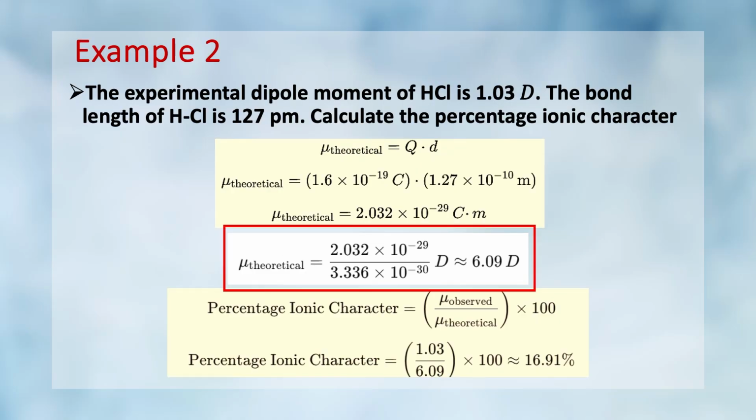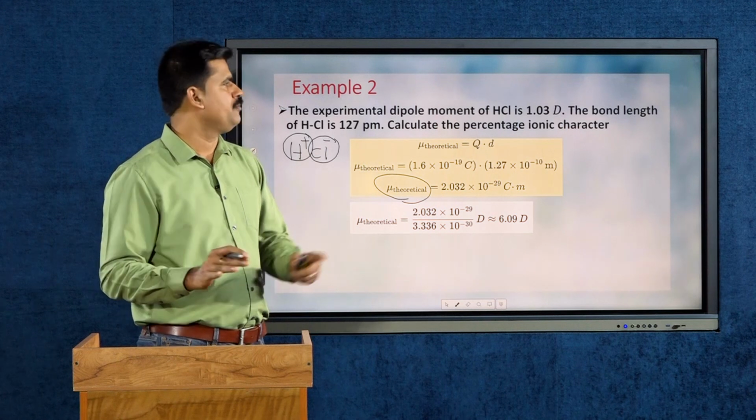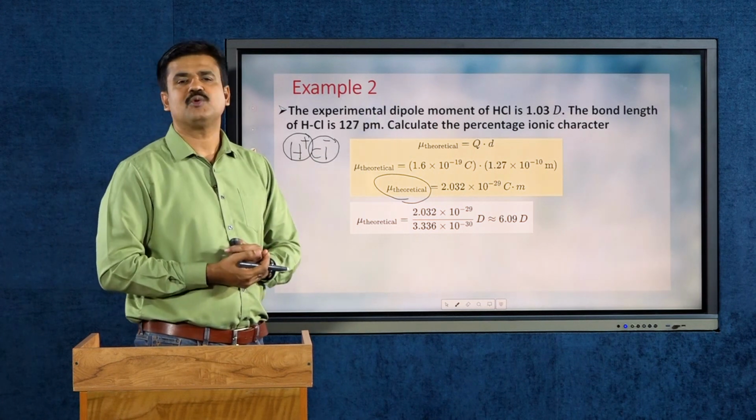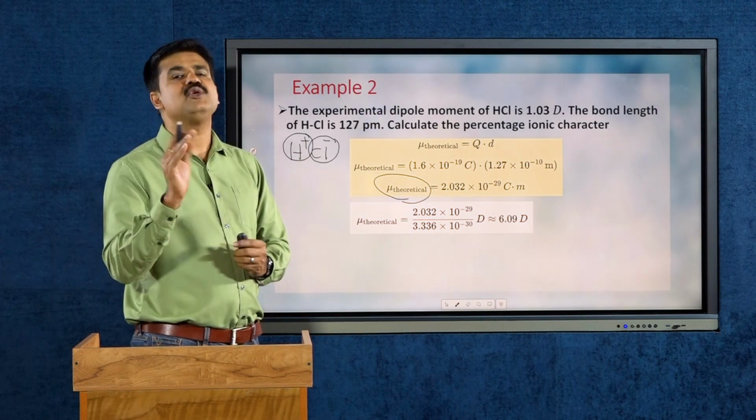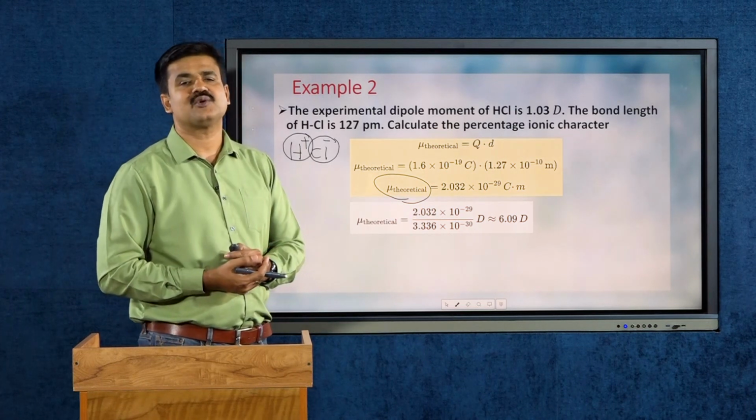This is the present value, 2.032 into 10 raised to minus 29, the whole divided by 3.3 into 10 raised to minus 30. Then you are getting the value in debye units and it is equal to 6.09 D. So, it is very well clear that for the HCl molecule, the observed dipole moment is 1.03 D and mu ionic or mu theoretical will be equal to 6.09 D.